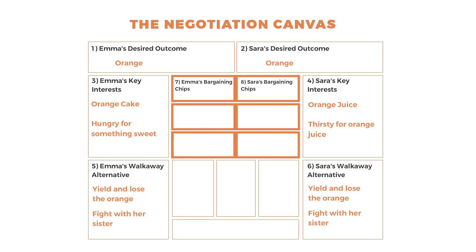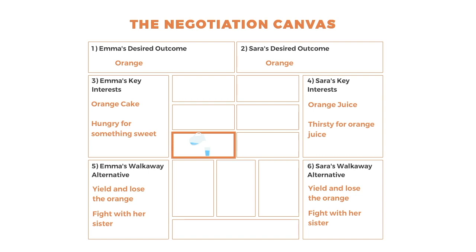Emma happened to have a pitcher of water. She could offer Sarah a glass of water to quench her thirst and keep the whole orange. Emma could also offer Sarah a small amount of money for the orange. Sarah could use the money to buy a drink of her choice. The last bargaining chip Emma thought of was to give her sister some of the pulp to make juice, which is what she wanted in the first place.